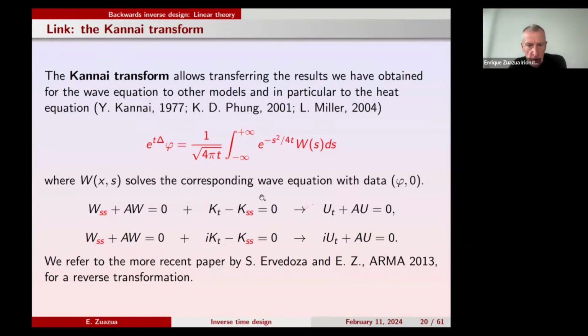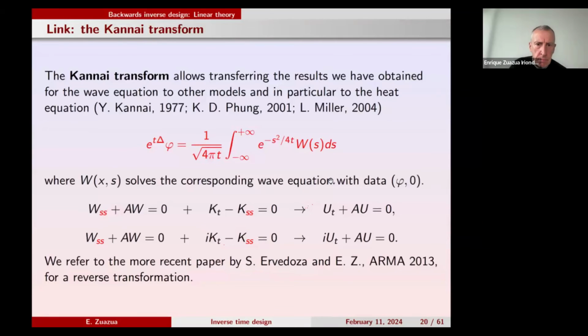Now using the one-dimensional heat kernel that transforms two s derivatives into one time derivative, as in here, this is the one-dimensional heat kernel, mix the values of the solution of the wave equation for all times s according to this Gaussian envelope, and then you get a solution of the heat equation. So this formula that is so nice is very hard to reverse. The inverse Kannai transform was introduced in this paper with Sylvain Ervedoza in ARMA 10 years back or so, right?